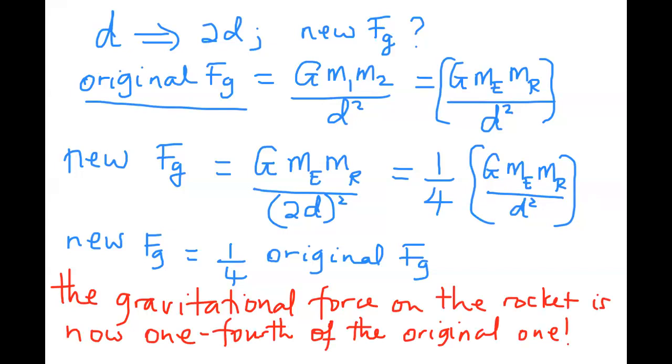Now, what about if the distance goes to 3d? What if the rocket has moved from the Earth and the distance has now gone to 3 times the original distance, so 3d? What will be the new gravitational force? So we are looking at the new Fg.